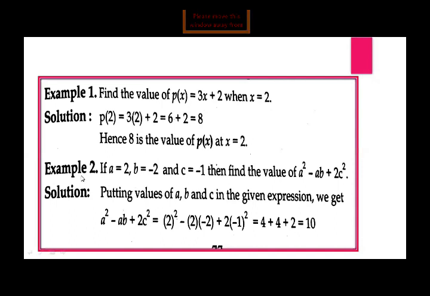There is another example for our understanding. In this example, if a equal to 2, b equal to minus 2 and c equal to minus 1, then find the value of a square minus ab plus 2c square. This is the polynomial. So in the solution, putting the values of a, b and c in the given expression we get. So write the expression properly, then at the place of the variable draw a bracket and write down their values properly as we have done in this step.